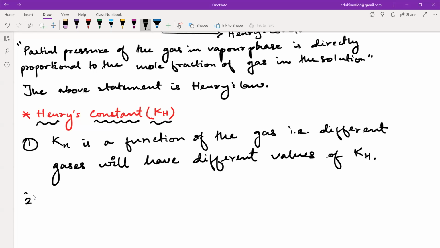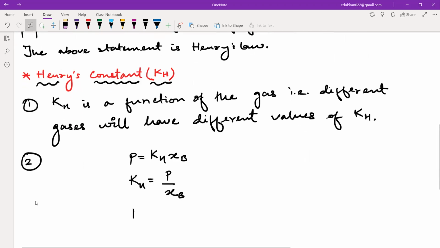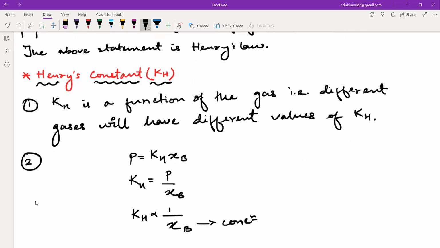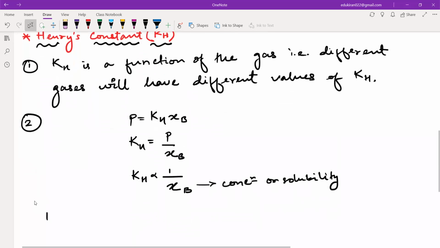Second point, as we can see that P is equal to KH into chi V. So KH will be equal to pressure upon chi V. If we take pressure as constant, then we can imply that KH is inversely proportional to the concentration of solute in the solution, that is, the amount of solute dissolved, and hence the solubility. Concentration and solubility are interchangeable words. So KH is inversely proportional to chi B, and if KH is higher, solubility will be low.